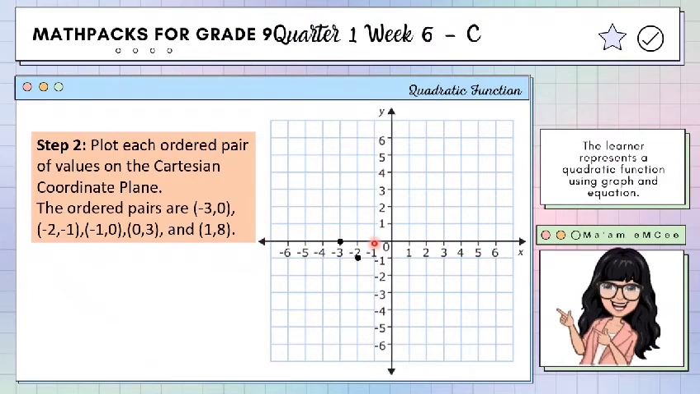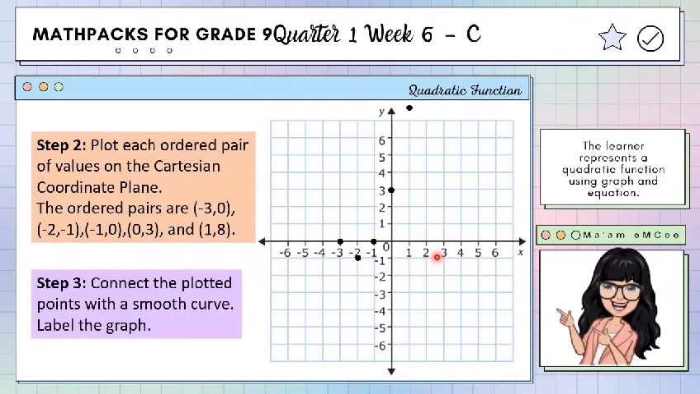Then we also have (0, 3). So our next point will be lying on our y-axis. And then we have here 3, so 3 steps upward. So 1, 2, 3. So (0, 3) is located here. And then we have your (1, 8). So 1 step to the right side and then 8 steps upward. So we will have it somewhere here. So there you have it, our points on the Cartesian coordinate plane.